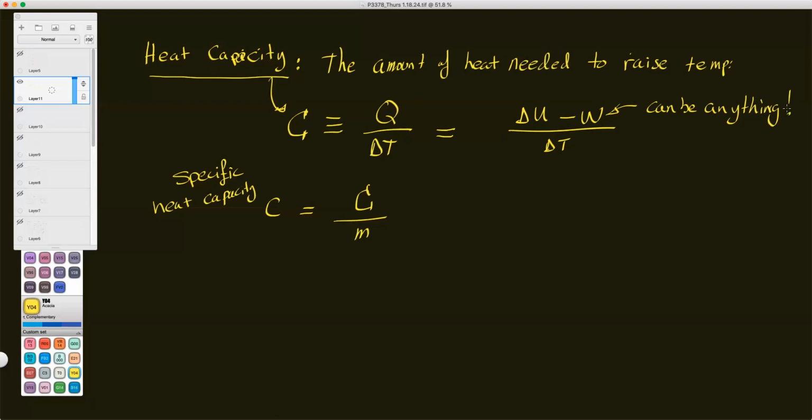But we can break down that work into two things that we've already talked about, at least two. So first of all, if the work is zero, so let's say there is no work being done on the system or by the system.